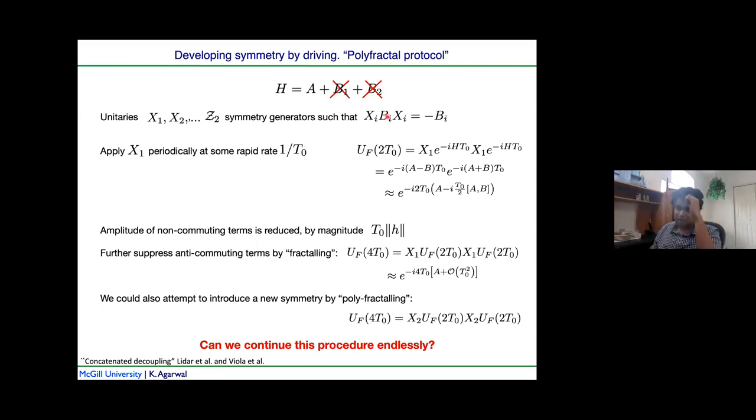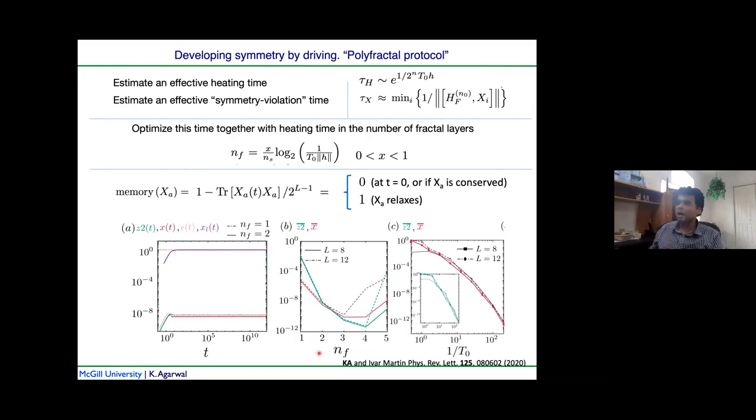And so the natural question you ask is, can we continue doing this procedure endlessly? The answer is no, because as you keep driving the system at lower and lower frequencies, it's easier for the system to absorb energy and heat up.